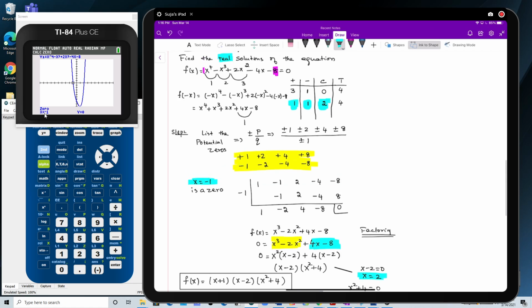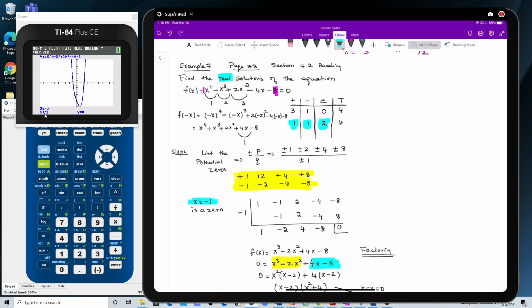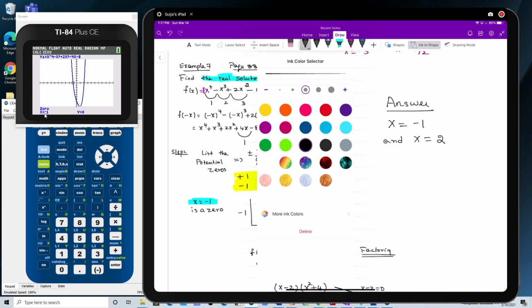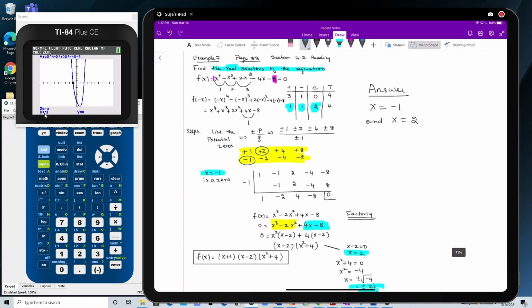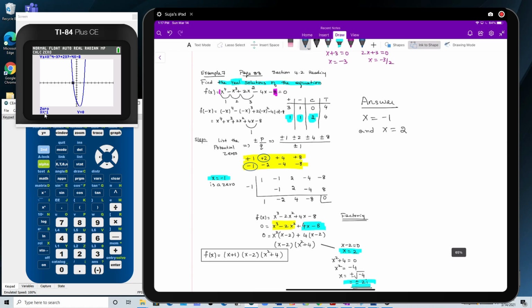But the question is asking me to find the real solutions of the equation. Therefore, the answer to this problem is x equals negative 1 and x equals positive 2. Now, just to say one more time, if I go back and look at the list of potential zeros that I wrote, I am seeing negative 1 here and positive 2 there, so it's already in the list. I hope you all understood this problem.